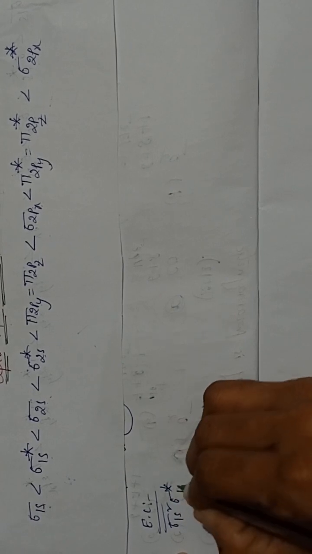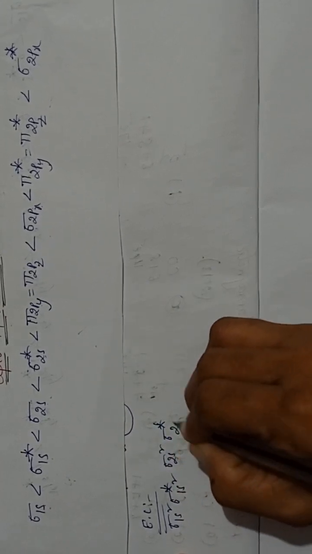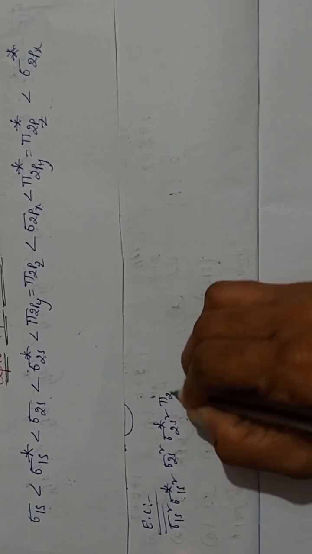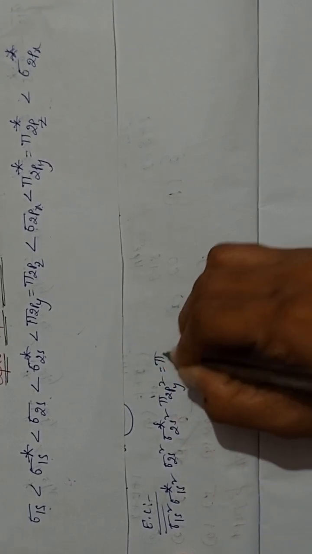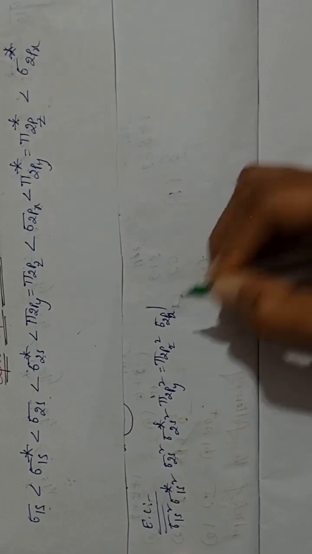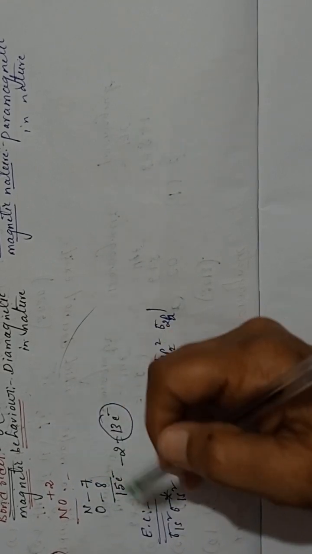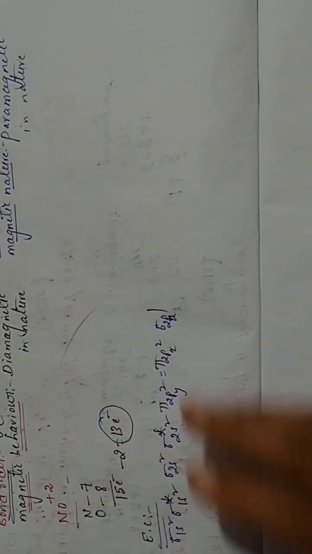Sigma 1s2, sigma star 1s2, sigma 2s2, sigma star 2s2, pi 2p y2, pi 2p z2, next sigma 2p x1. Clear? So this is the energy, this is the electronic configuration completed. Now here again what happens, students? Now magnetic behavior, bond order also should come, have to calculate now.